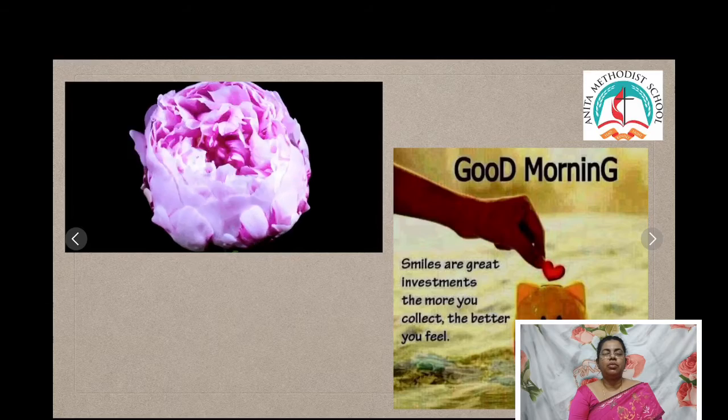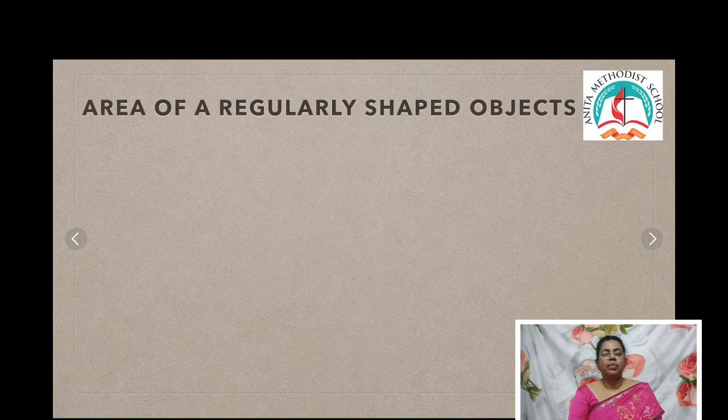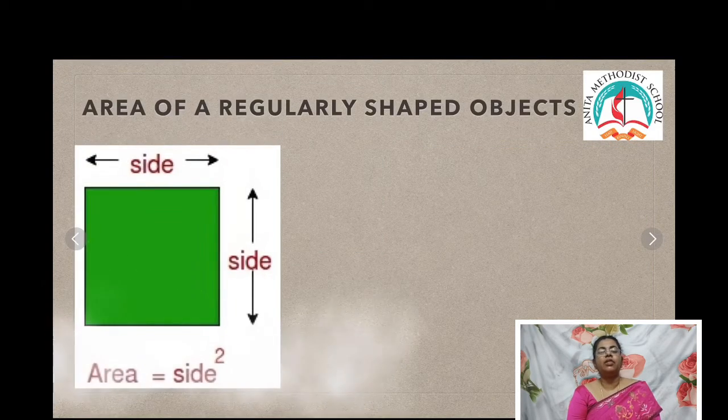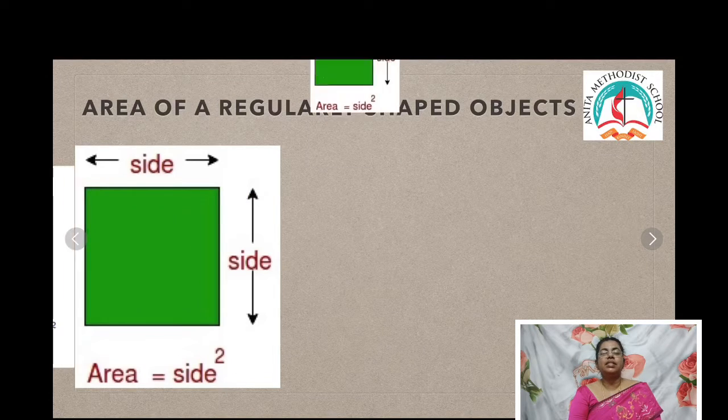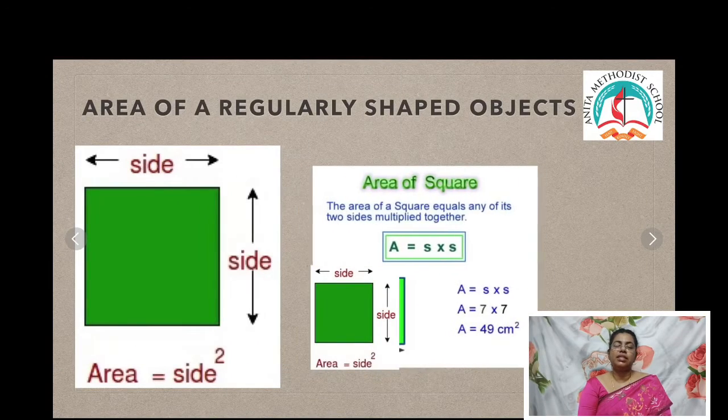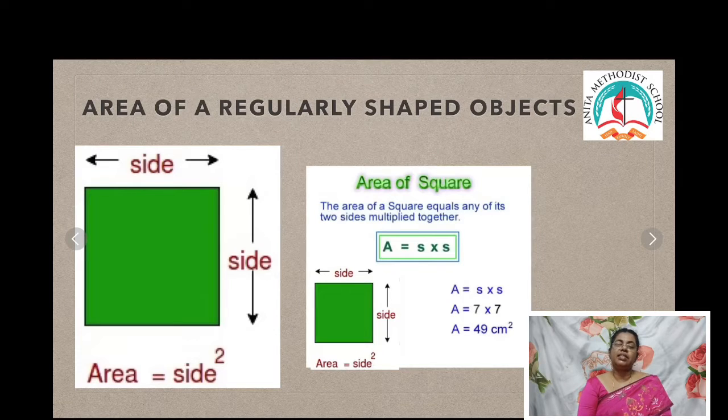Okay, now let's move on to today's learning. In the previous class we studied the area of regularly shaped objects. In that we studied the area of a square. So what is the area of a square? It is side into side, which is called side square. So if one side is 7 centimeter, then 7 centimeter into 7 centimeter will be 49 centimeter square.